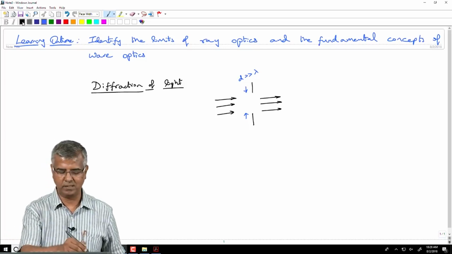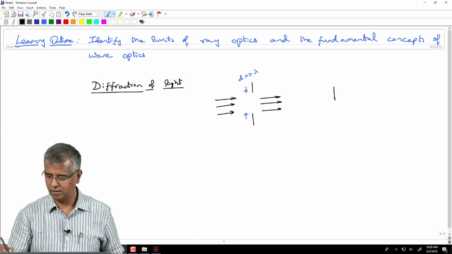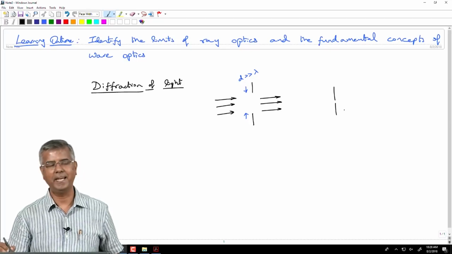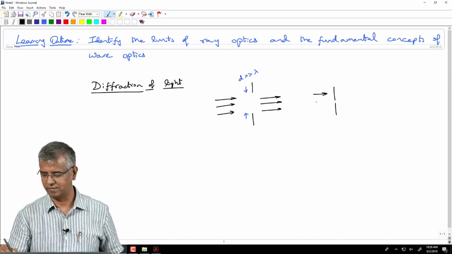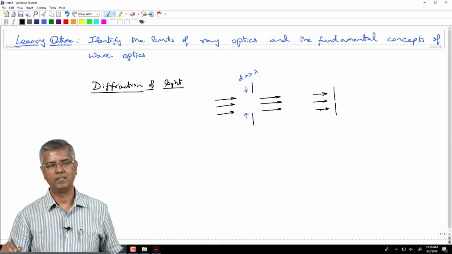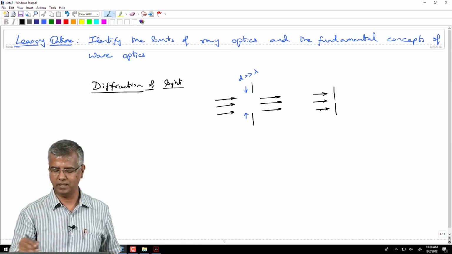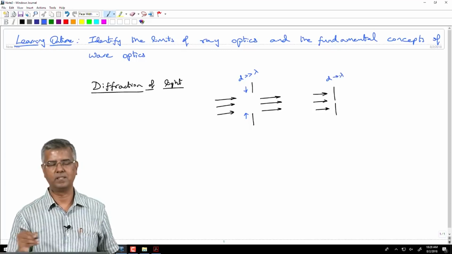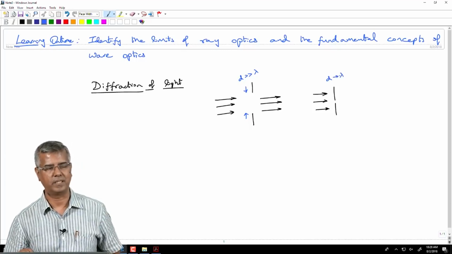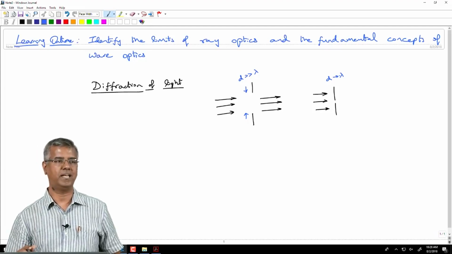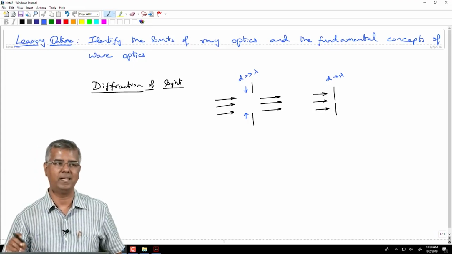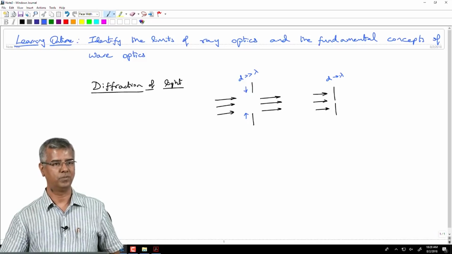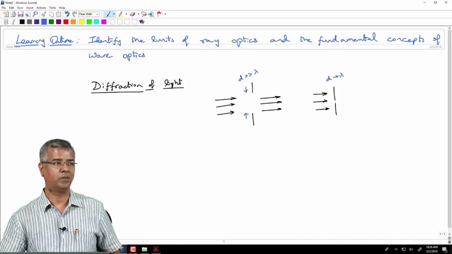But what happens if you have a very tiny aperture, very small aperture? So, in this case d approaches lambda. Okay. As d approaches lambda, there is very little light that is going through, but we are not worried about how much is the intensity of light.